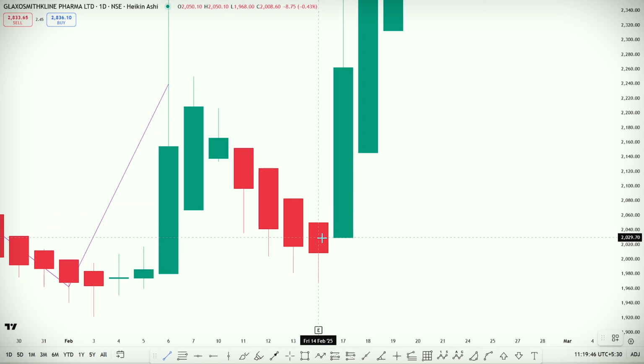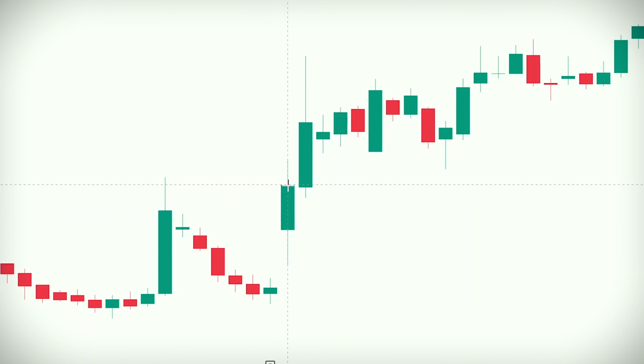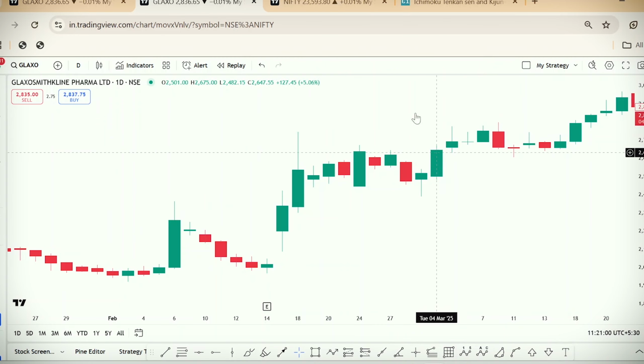Let's say the Glaxo stock: on 14th February we got a selling candle, and on 17th February we got a Heikin Ashi buying candle. In between, there is no doji. Now we'll move to the normal candlestick pattern and check how much momentum the stock has given. This is the Glaxo stock. On 17th February we got the Heikin Ashi buying candle, the aggressive shift. The closing price is where we expect our entry, and the immediate next day the stock appreciated more than 17%. Now I'll take 2 layouts and we'll check a couple of stocks.